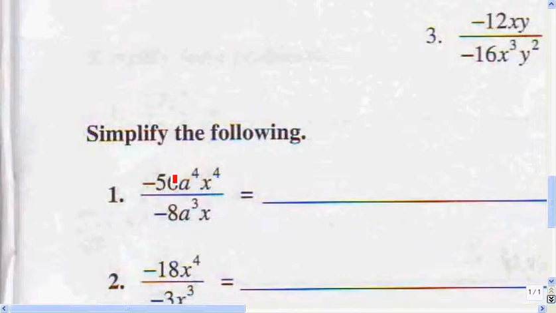Then you look at your numbers. What's 56 divided by 8? 56 divided by 8 is 7. Okay. A quick way of doing this is asking yourself, well, what times 8 equals 56? 7. So that's how I know my answer is 7.